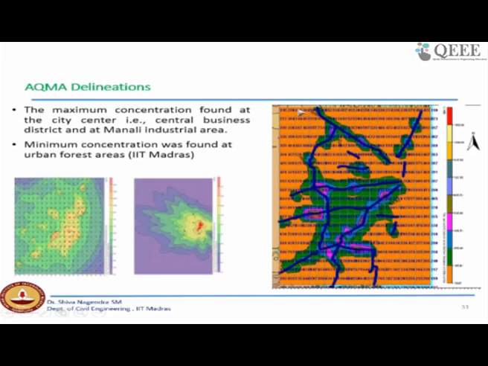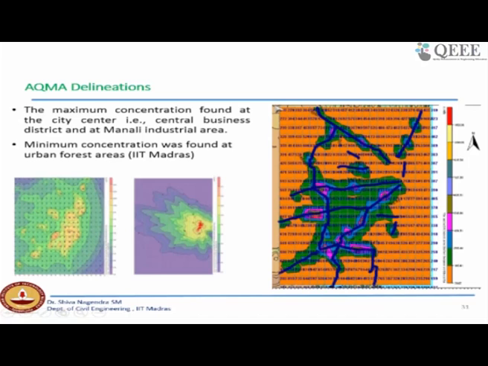So that is why you need to have a combination of a low-cost sensor-based monitoring network and also a sophisticated monitoring network. In addition, if you use the modeling system, the modeling system will help you in delineating some of these air quality control regions.